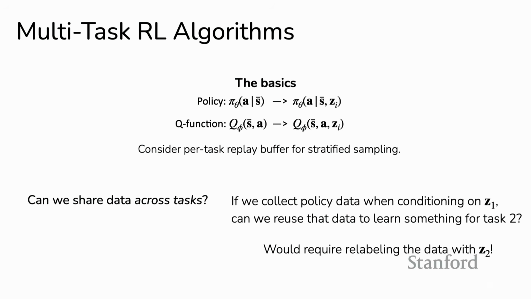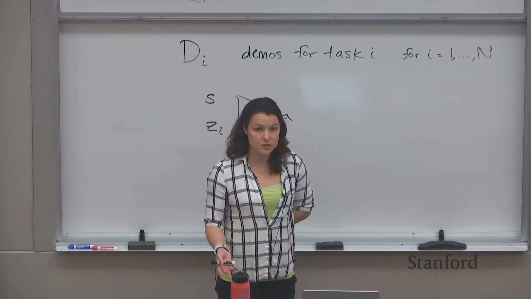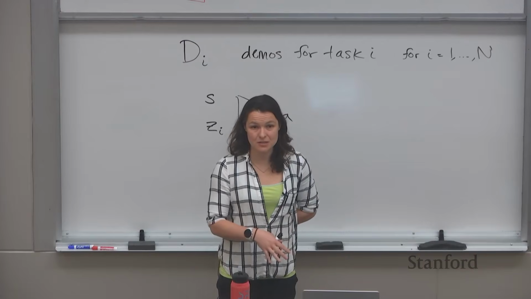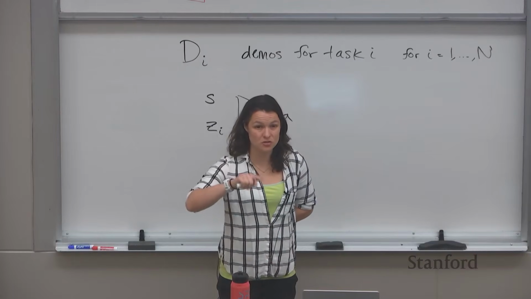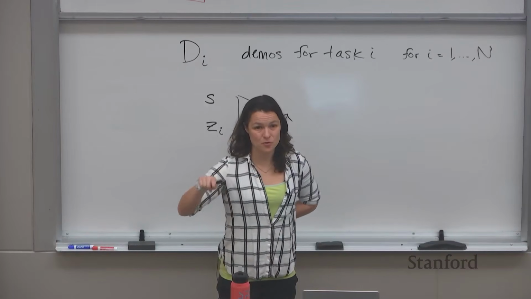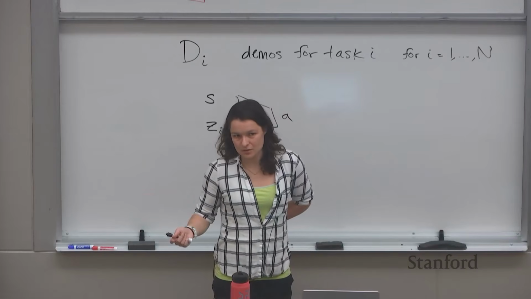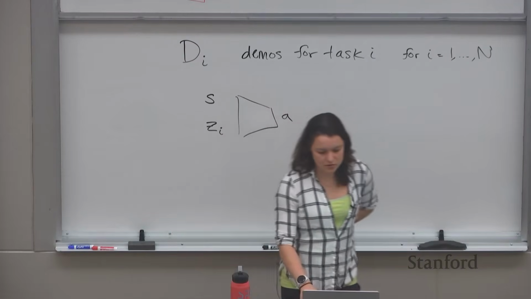And if we were to do this, we actually have to relabel the data. Specifically, if the tasks have different reward functions but maybe the same dynamics, then you'd have to actually change the reward label in the data set to be the reward label for the other task. So let's walk through an example.